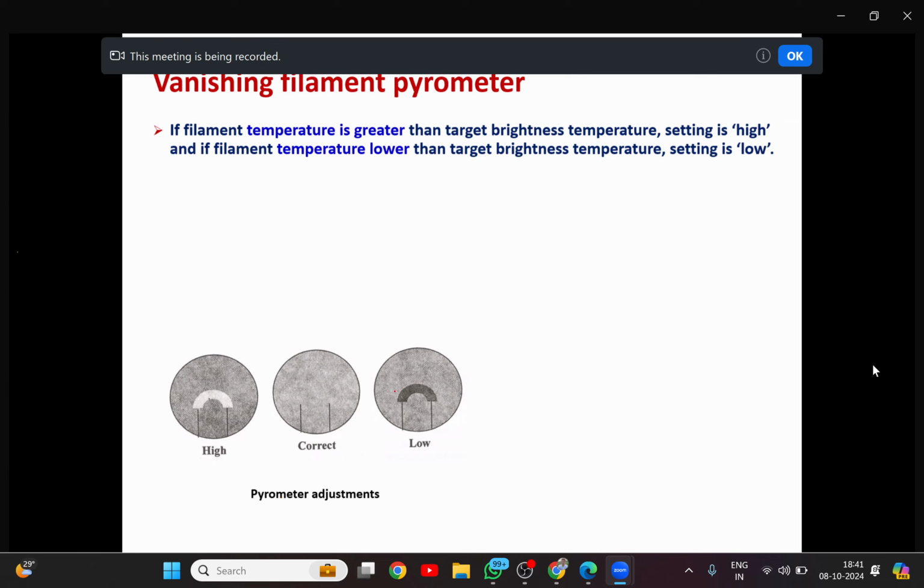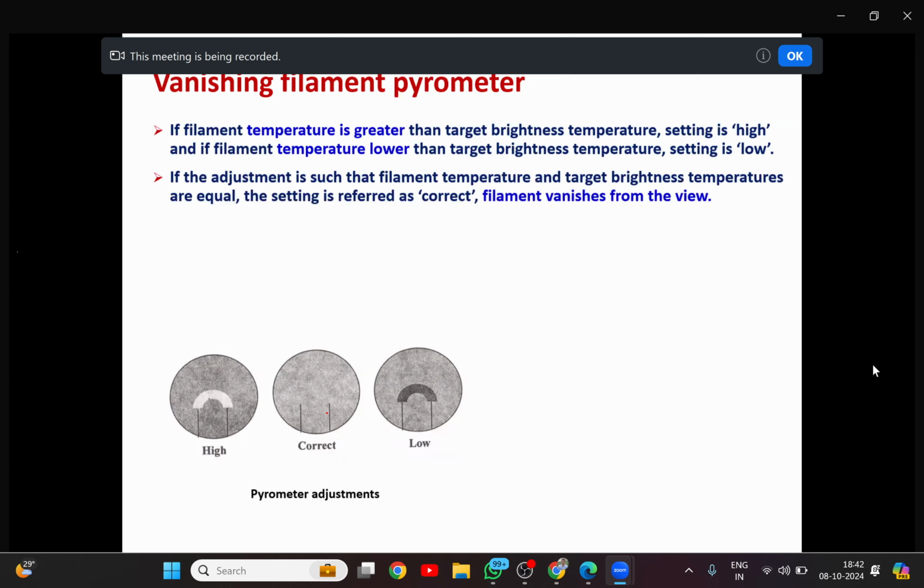When the brightness temperature of the filament and the background are the same, you see that the filament will completely vanish in the background, and this is the correct setting. So this is the concept that people use for camouflaging things, right? If you match the brightness temperature of an object with the brightness temperature of the background, you can really camouflage structures. You will vanish structures just like that. So if the adjustment is such that the filament temperature and target brightness temperature are equal, the setting is correct and the filament vanishes from the view.